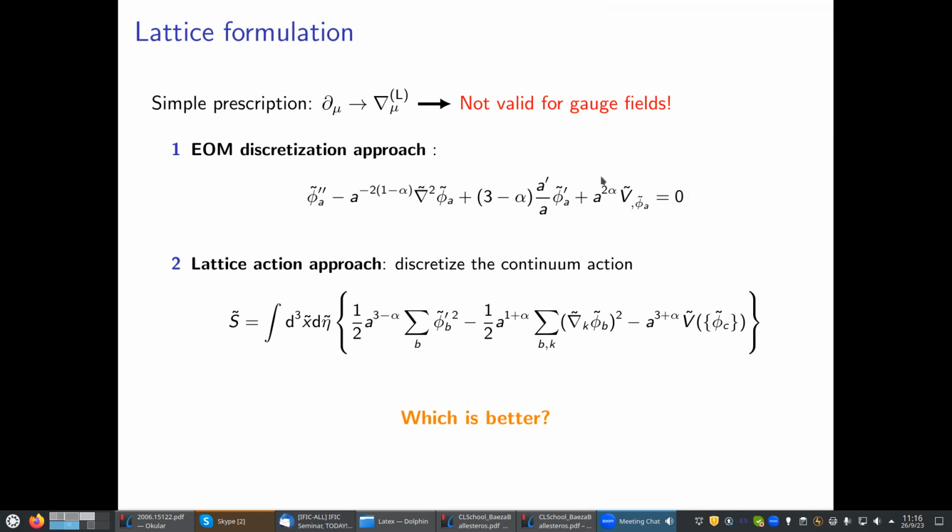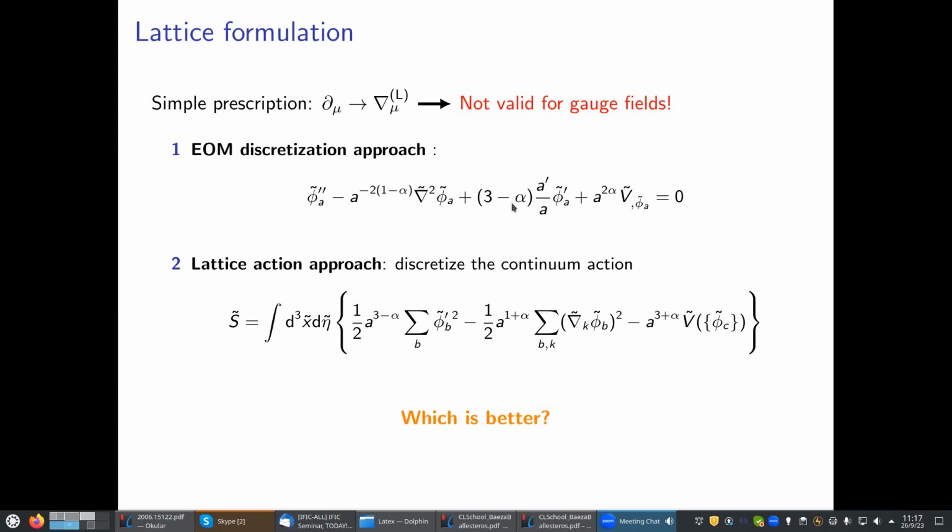So there is not a better option here. Both of them are valid. And for scalar fields, you can use either one. And indeed, we are going to use both of them. Depending on which algorithm we want to apply, it's better to start from one of them or from the other.